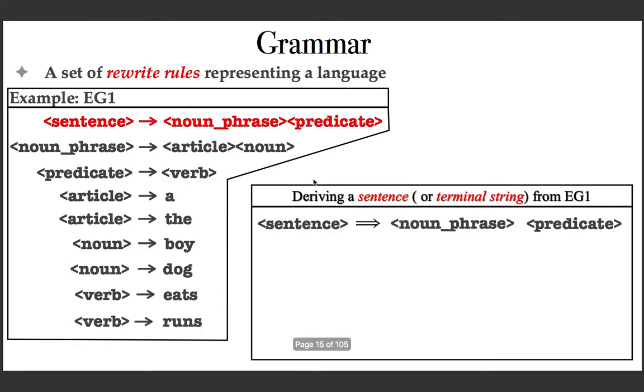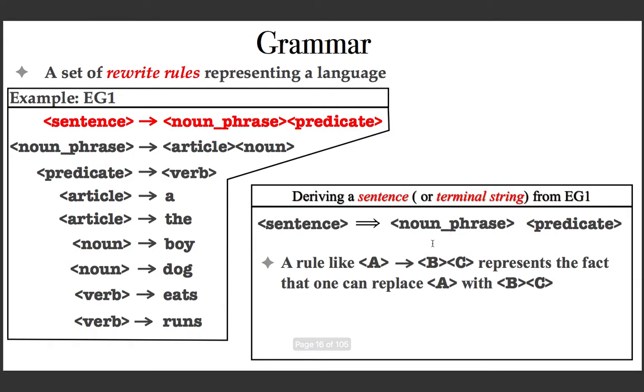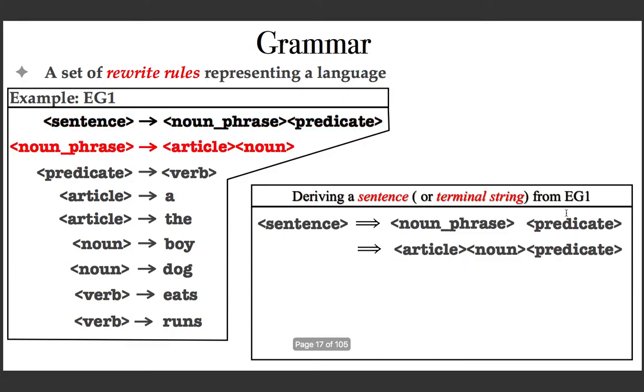If you apply it, you can rewrite the sentence with a noun phrase followed by a predicate, which means a rule like A goes to BC represents the fact that one can replace A with BC. Now we have derived this form, and from there we can apply a rule for noun phrase. This is the rule for noun phrase: a noun phrase is an article followed by a noun. Predicate is retained as such.